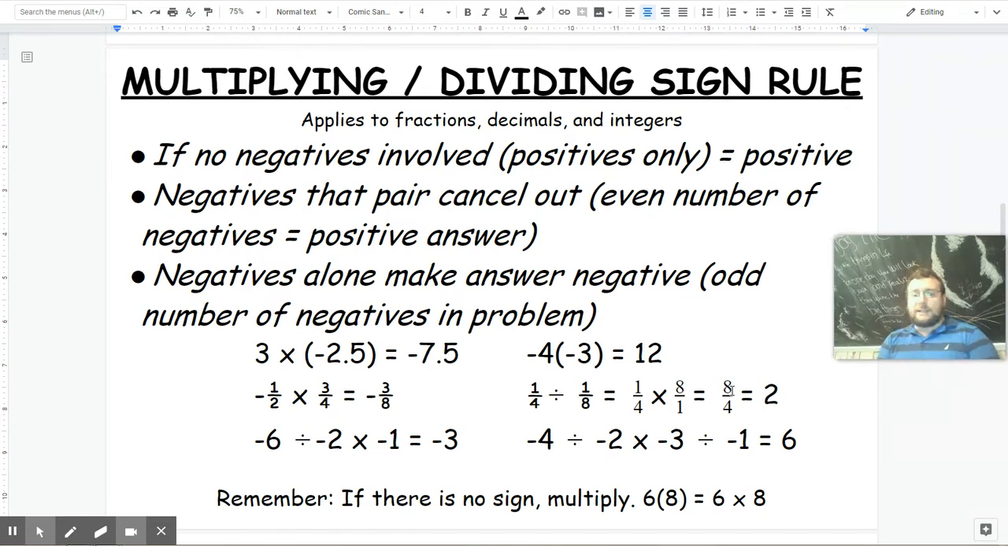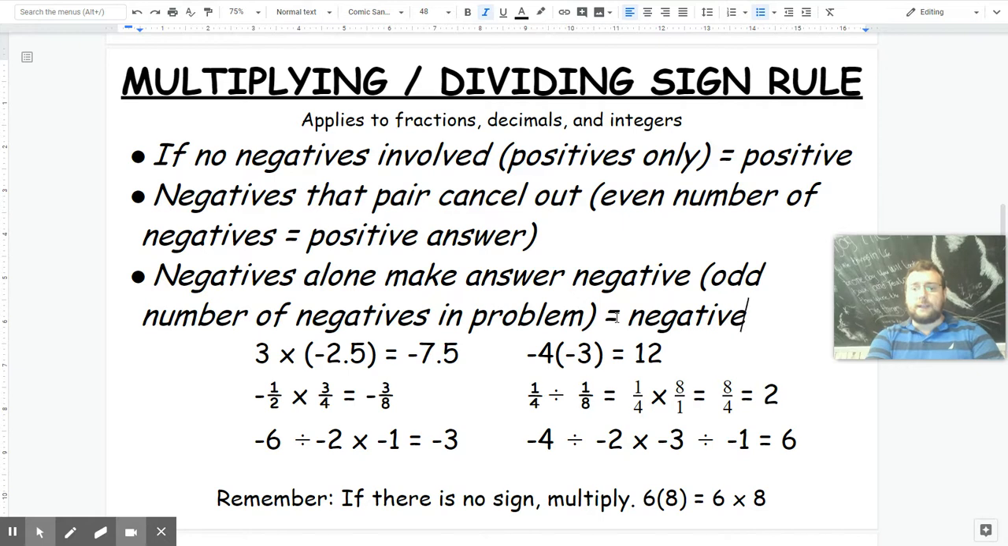But if a negative is alone, it doesn't have another negative to pair itself with, then you can end up with a negative answer. That means if there's an odd number of negatives in the problem, the answer is negative. Okay? So here's an example of that. If you do 3 times 2.5, your answer would be 7.5. But because there's just one negative in this problem, it's an odd number of negatives. The negative is by itself, and so the answer is negative also.